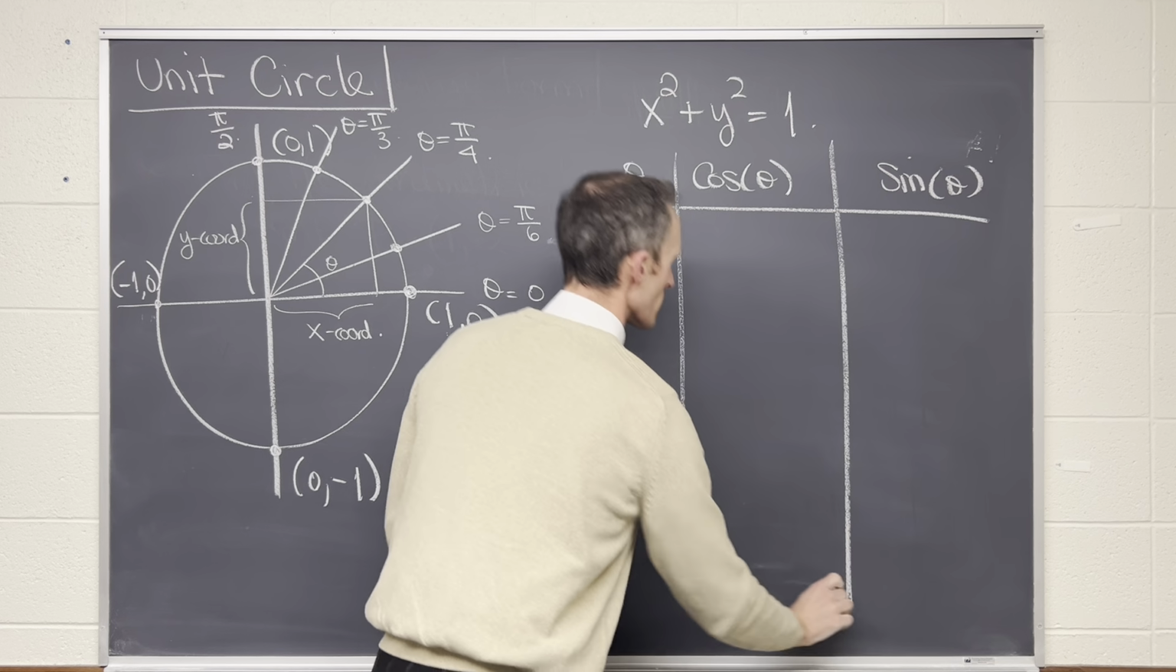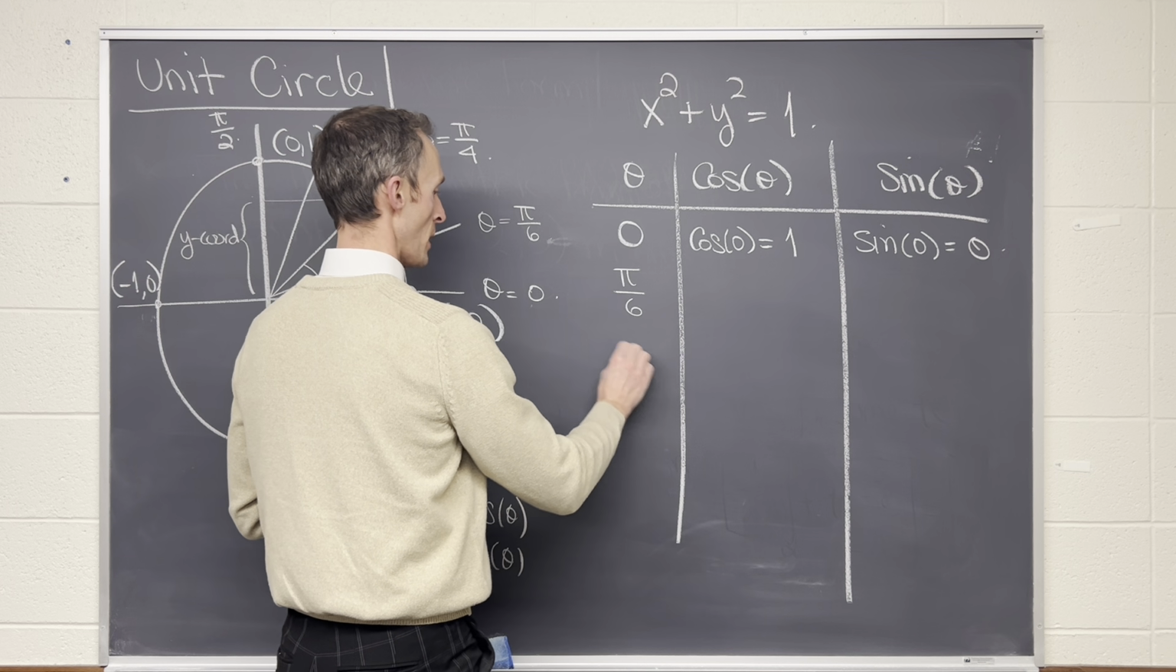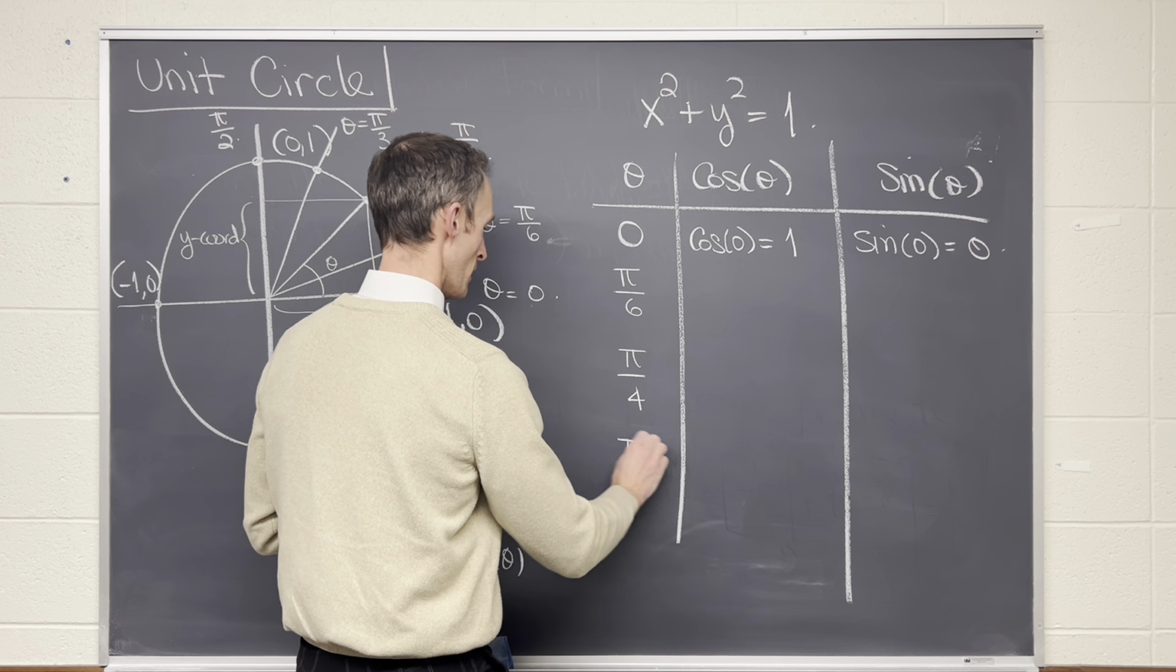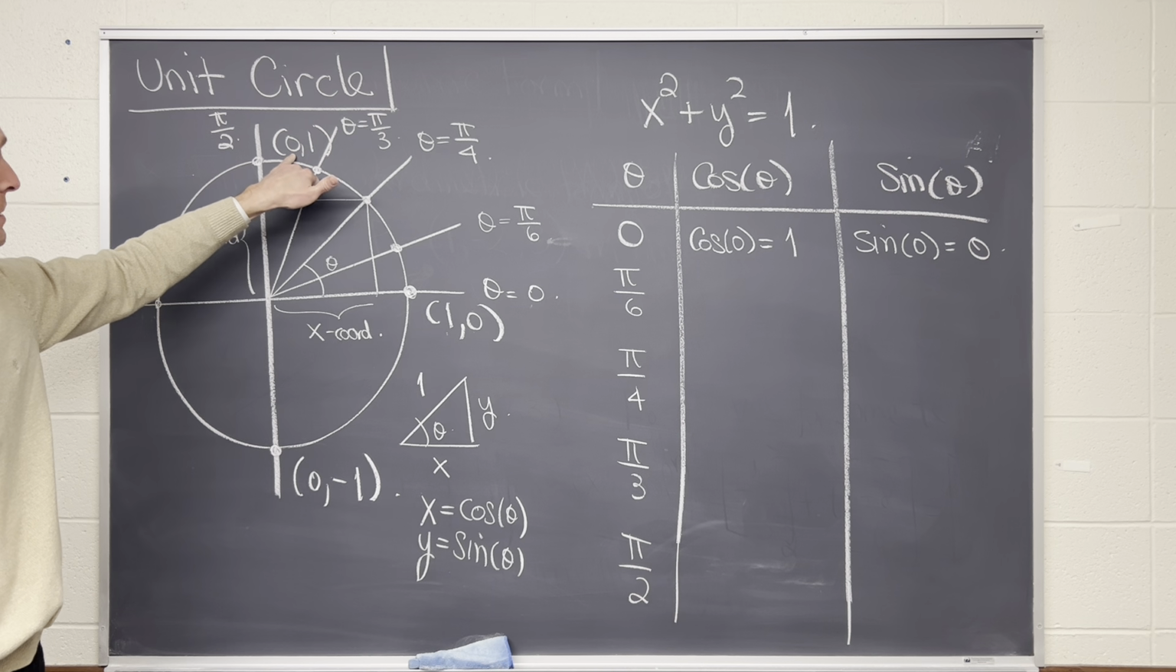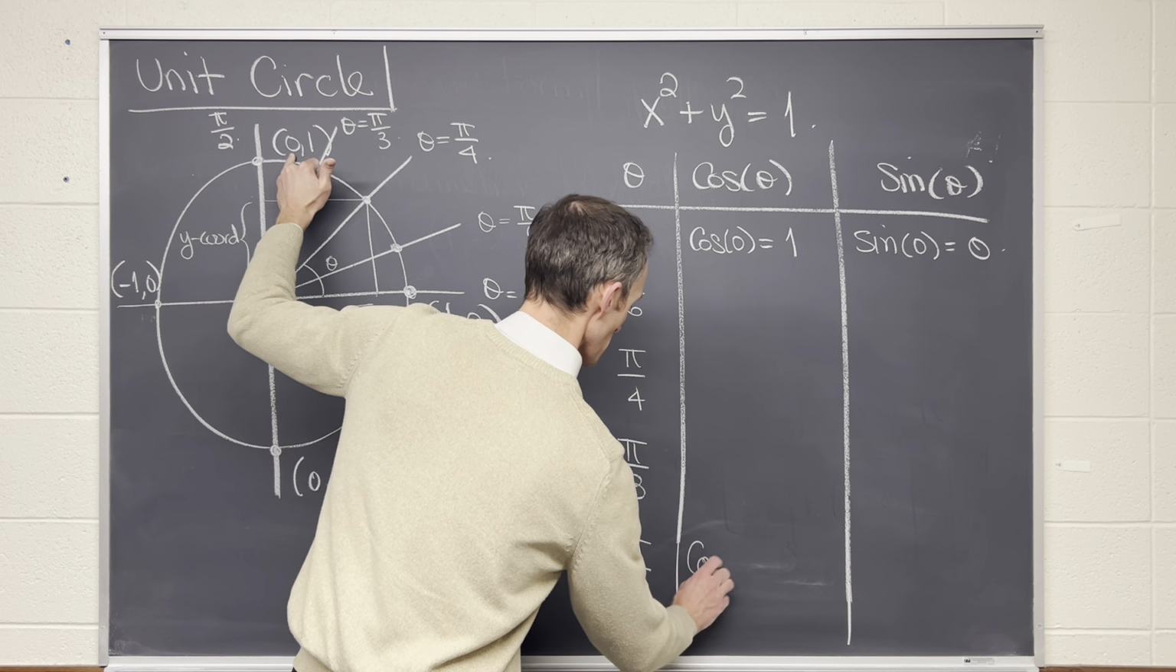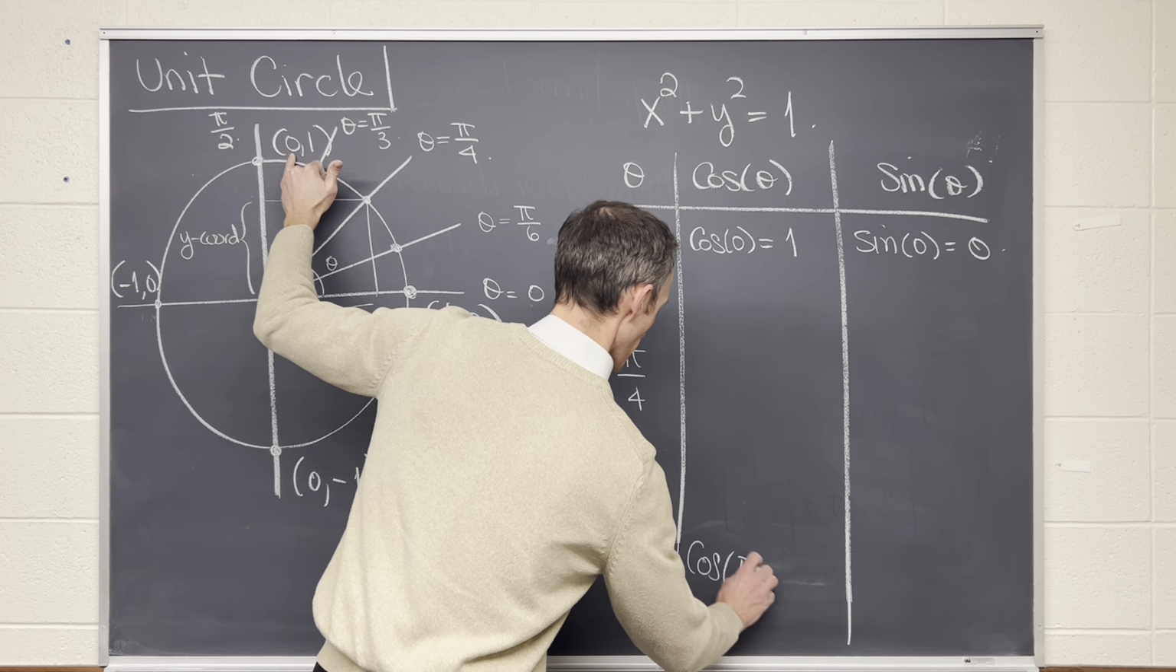Now, I'm also going to have theta equal to pi over 6, pi over 4, pi over 3, and pi over 2. At pi over 2, I know what they are, because cosine is the x-coordinate, so that's going to be 0. So cosine of pi over 2 is 0, whereas the sine of pi over 2 is equal to 1. So that's kind of the extremes. And for theta equal to 0, cosine is maxed out, sine is minimized.